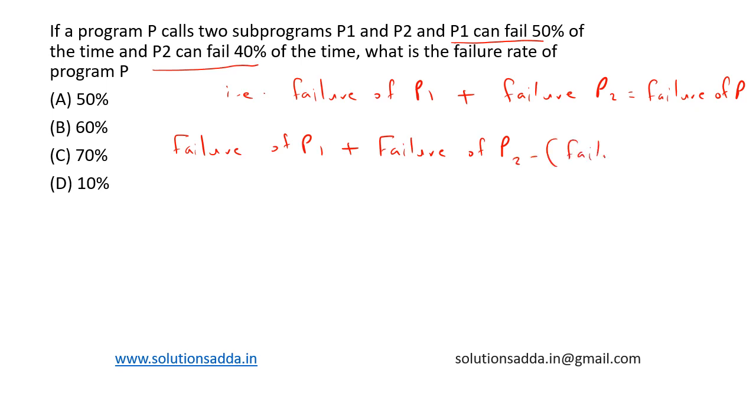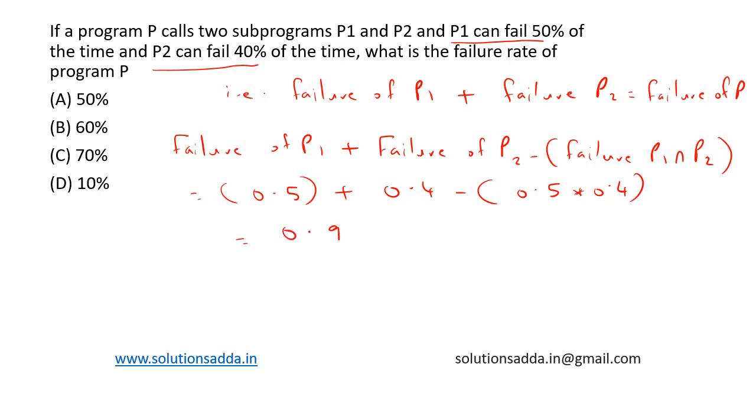Failure of P1 intersection P2. This will be the final result, which is equal to 0.5 is failure of P1, 0.4 failure of P2 minus 0.5 into 0.4, which is equal to 0.9 minus 0.2, which is equal to 0.7, which is equal to 70%. So the right answer is option C, 70.